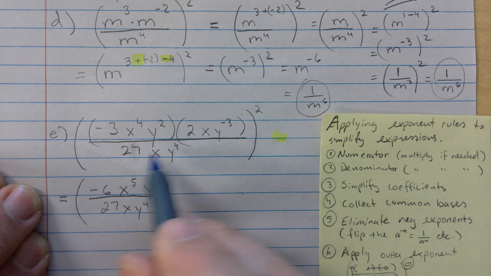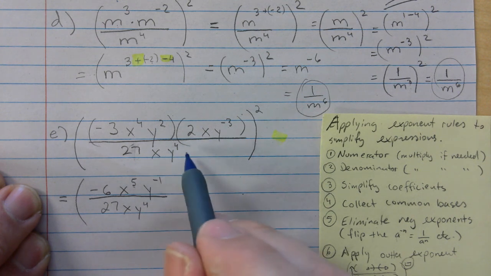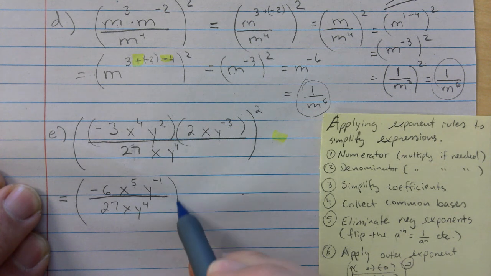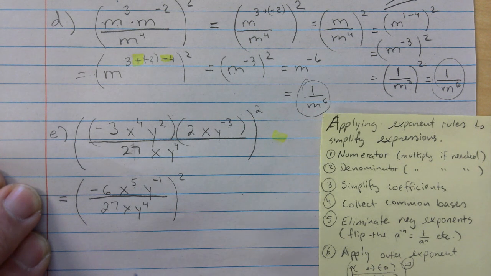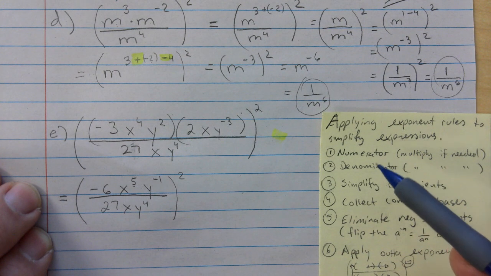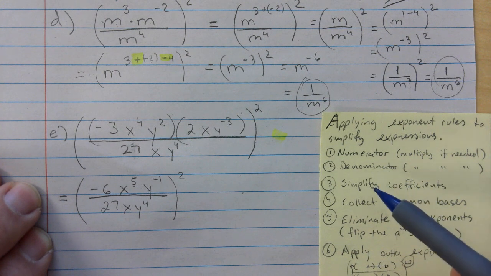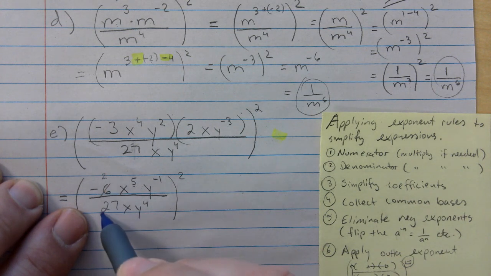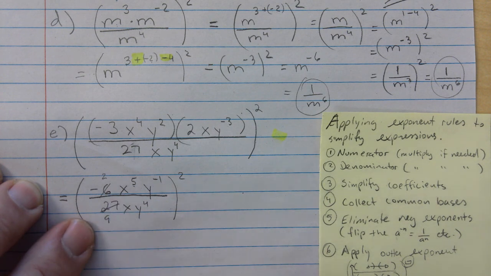Nothing was happening in the denominator. There were no brackets or anything like that, so I can just say this is going to stay like that. Now, I cleaned the numerator. I didn't need to do anything here. I simplify coefficients. I know that 3 goes in here twice. 3 goes in here 9 times. I got rid of my coefficients.